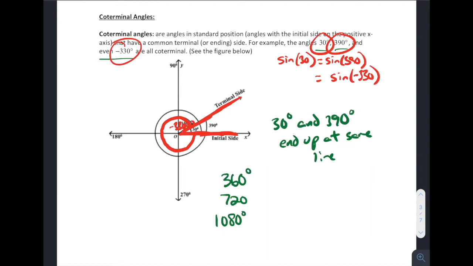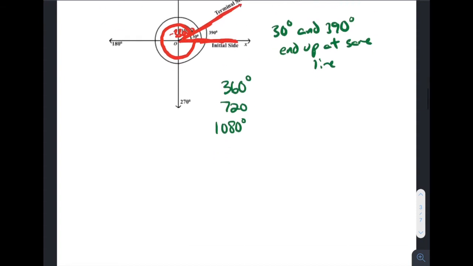Which means it's actually useful if I get a problem like, find the sine of 390, for me to convert it down to sine of 30 degrees, because I know what 30 degrees looks like, but I don't necessarily know what 390 looks like. And so in general, if they were to ask you to write a coterminal angle, or to write angles that were the same, if they gave you, say, a 1,000 degree angle and we wanted to know what that was equivalent to, one thing that we could do is just subtract 360 a couple of times.